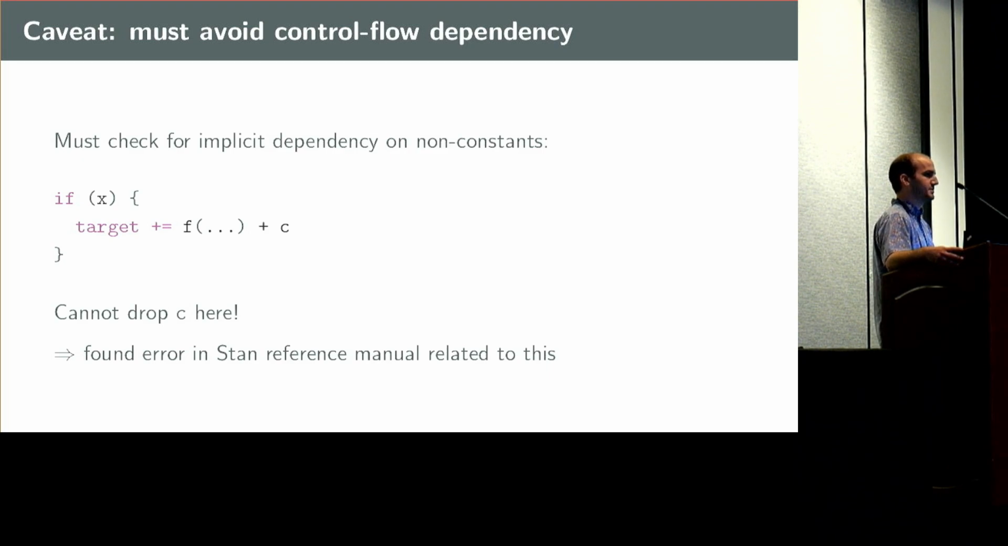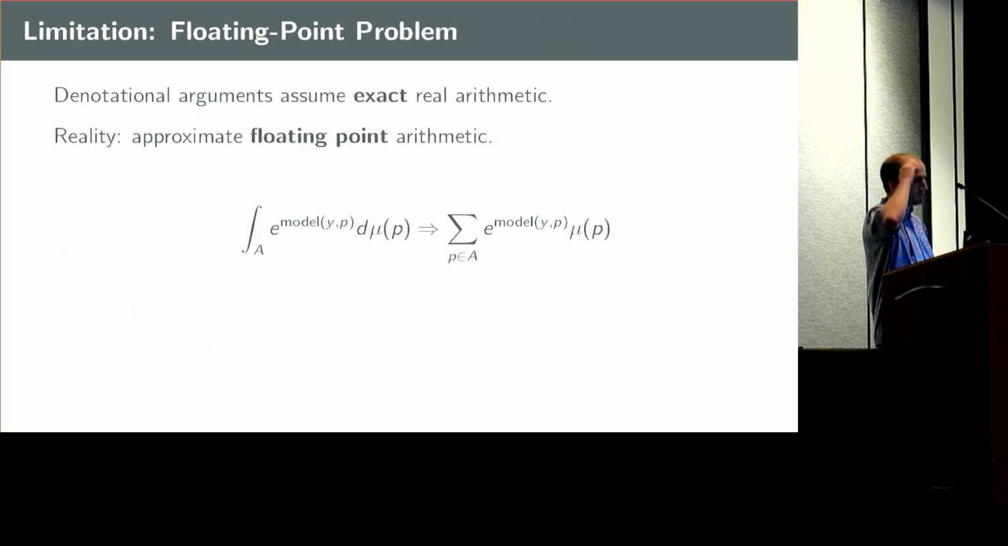these kinds of constants. Now I need to mention one important limitation, which has to do with the sad fact of floating point numbers. The denotational arguments I've been describing here implicitly assume that you're operating over exact reals, but sadly, on our finite computers, we can only handle approximate floating point arithmetic. So we're not doing integrals; we really have something more like a discrete sum, and we have the issue of round-off error.